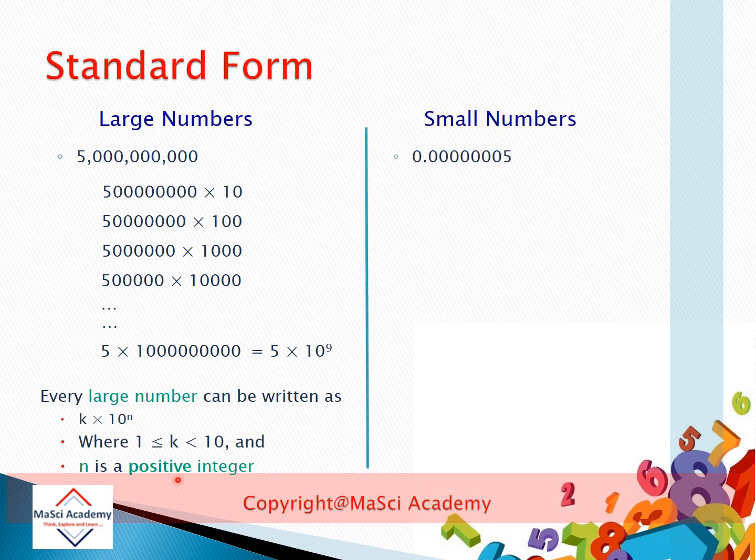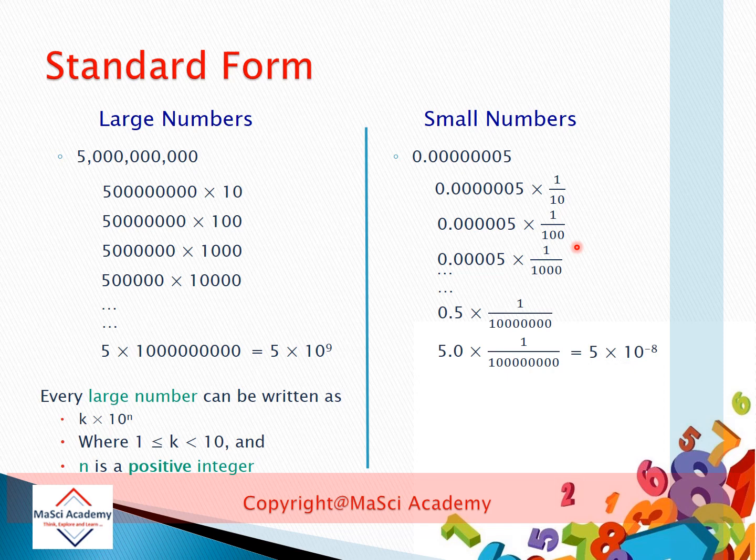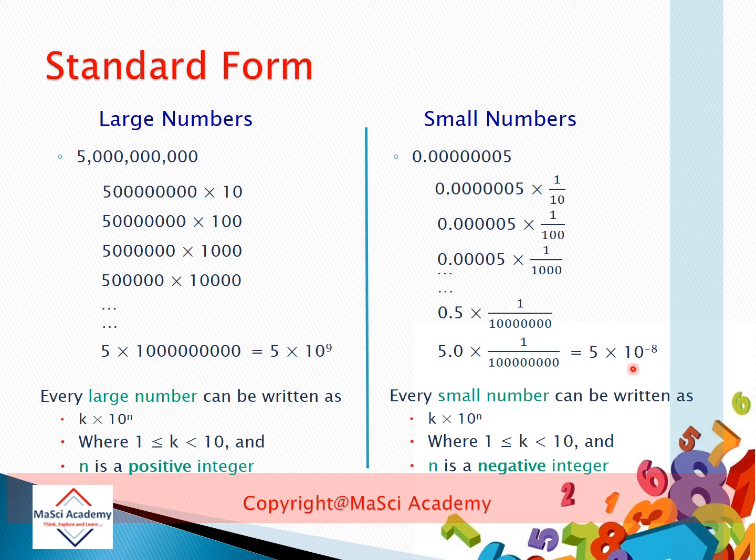Let's take an example of a small number. For example, this is the number. After the decimal point, we see there are 7 zeros. So this can be written as a multiple of 1 upon powers of 10. So finally this becomes 5 into 10 to the power minus 8. If we see here, there were 7 zeros and we need to bring the decimal point after the first digit. So it becomes 5 into 10 to the power minus 8. This is the standard form for very small numbers.